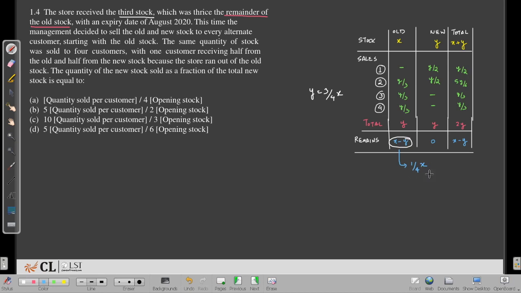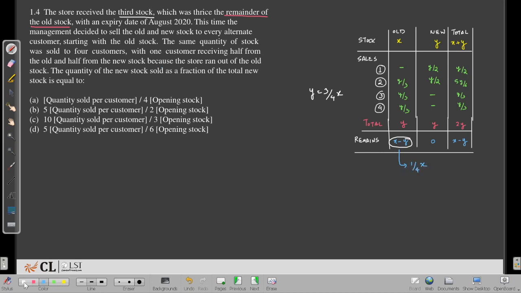1/4 of x. And we obviously can get all the values of stuff by changing y equal to 3/4 x. We'll not do that. We'll just look at what the question is asking. Okay, we'll look at y 1/4 of x. So in this case, we have the third stock is thrice the remainder. The new stock is thrice of 1/4 of x, which is 3/4 of x.